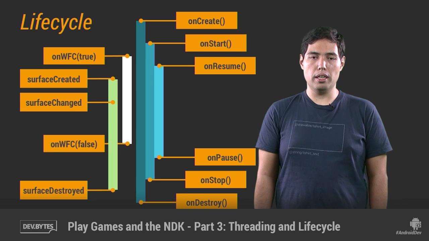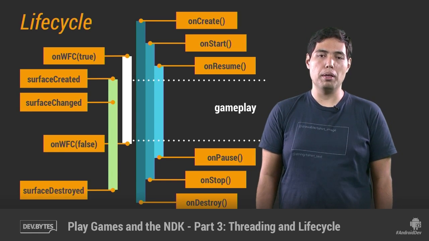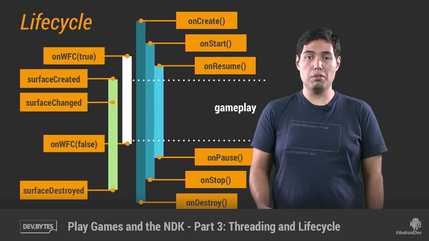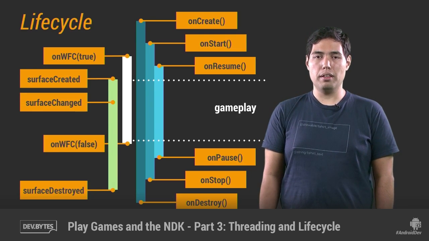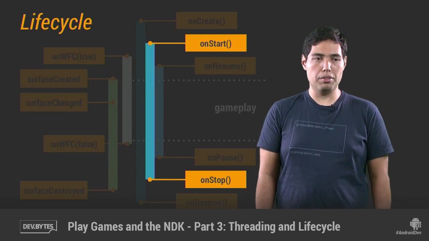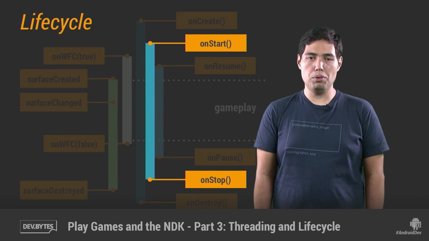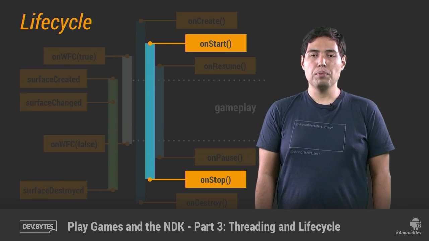So how does the Play Games API merge into this? This is where you have the gameplay, right? So how do you deal with the Play Games API lifecycle on top of that? Fortunately, the Play Games lifecycle is actually nested in the activity's lifecycle, so it's not as difficult as you might imagine. We have onStart and onStop, and between onStart and onStop, that's when the Play Games lifecycle actually happens.